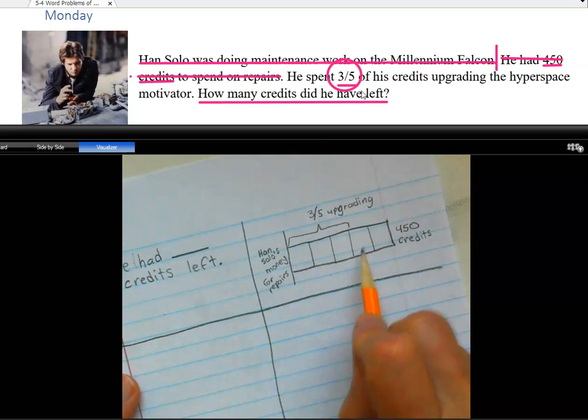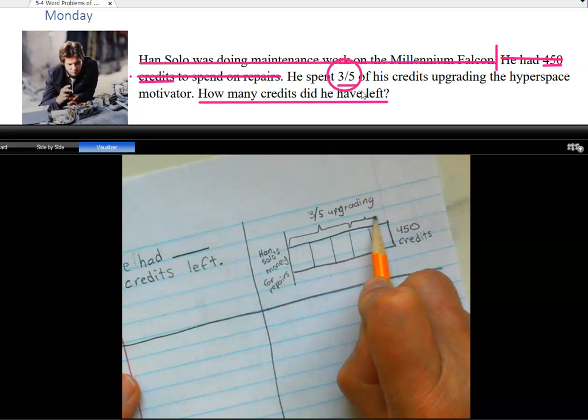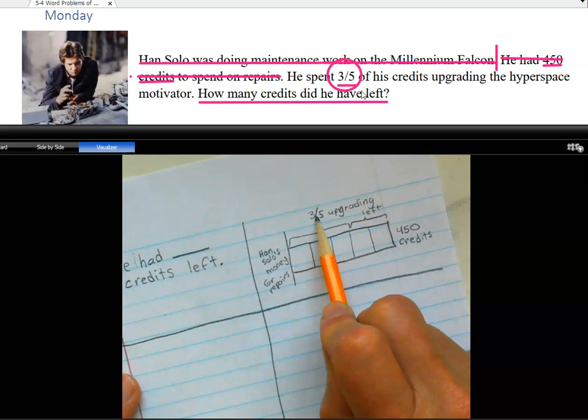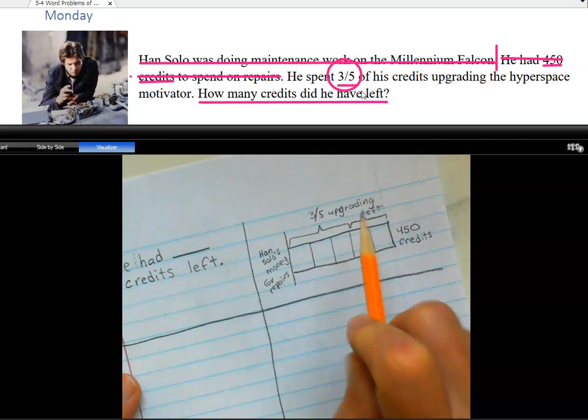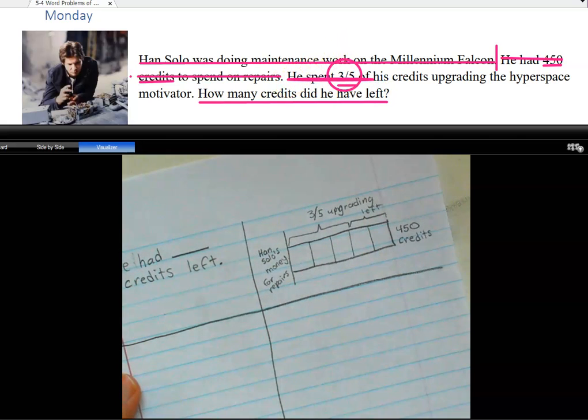That means the other part, they don't really tell me what he used it on. So I'm going to call this part right here left. So 3/5 were upgrading, and the rest of it was left. I'll cross out the part about the 3/5 because I've already put that in my unit bar. I don't need the rest of that sentence. I still have my last one. How many credits did he have left? And I've got that question mark right there at the very end.